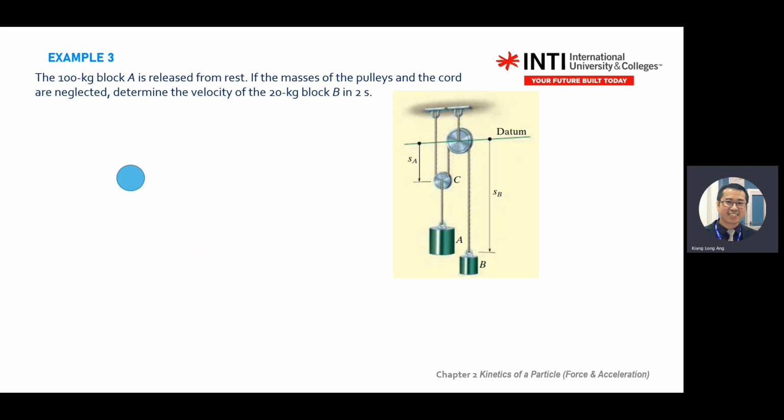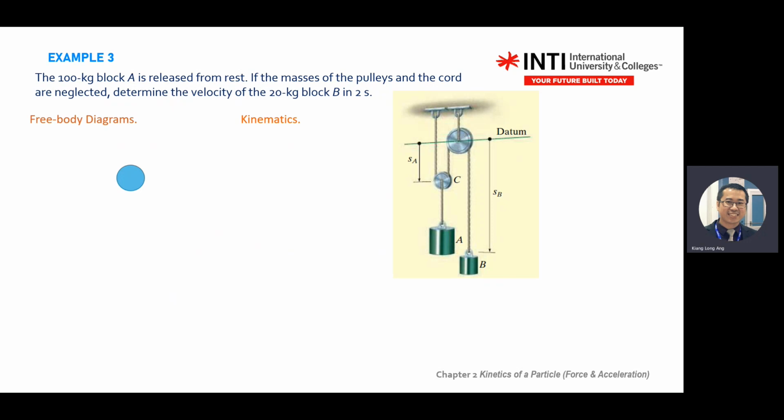A 100 kilogram block A is released from rest, so your initial velocity is 0. If the masses of the pulley and the cord are ignored, determine the velocity of the 20 kilogram block B after 2 seconds. So A is 100, B is 20. You release A, what happens to B? It goes up. Okay, so here we draw the free body diagram first.